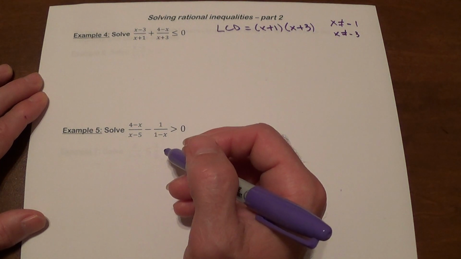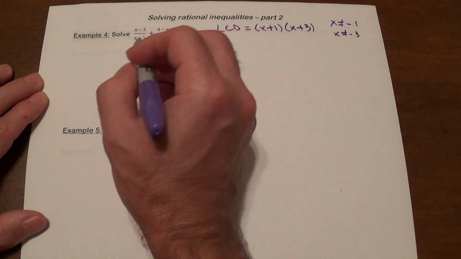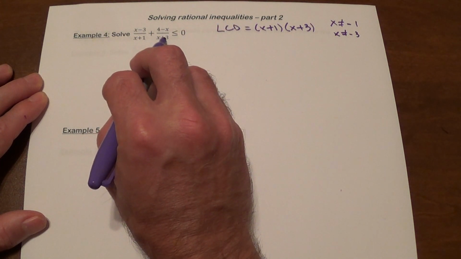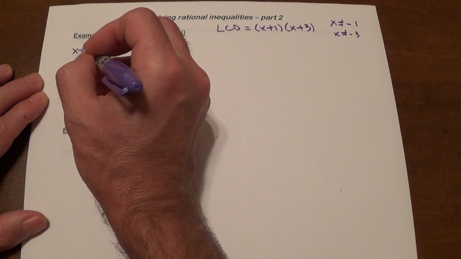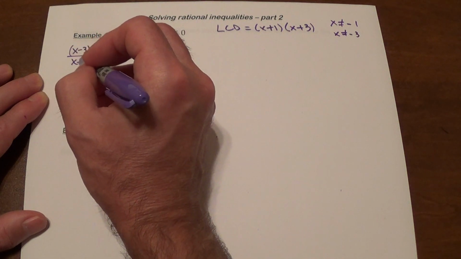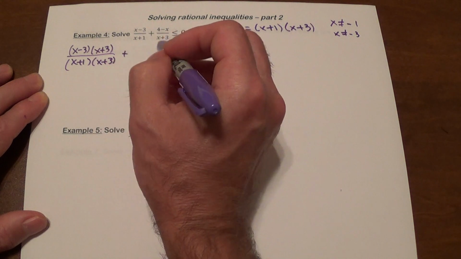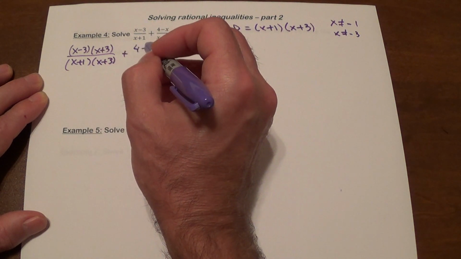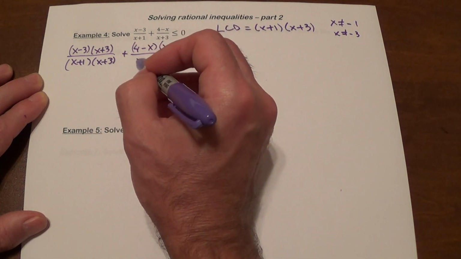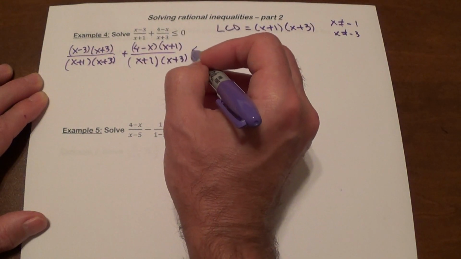This one's going to give you something a little more complicated. You're going to end up with a quadratic equation. So we multiply this one by x plus 3, because we don't have that, and here we're going to multiply by x plus 1. So x minus 3 times x plus 3 over x plus 1 times x plus 3. Second fraction gets multiplied by x plus 1, so 4 minus x times x plus 1 divided by x plus 1 times x plus 3 less than or equal to 0.